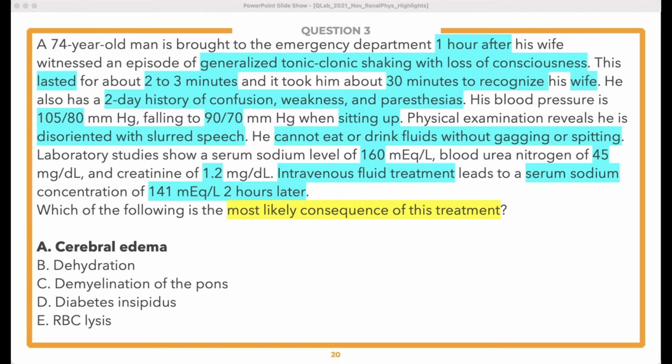This patient has a few signs and neurologic issues: generalized tonic-clonic shaking, and a post-ictal state, so they're confused after that episode. That's what not being able to recognize the wife is talking about, a post-ictal state. Also confusion, weakness, paresthesias. So a few neurologic issues happening because water is leaving the brain tissue to go into the blood because of the high sodium. Now, the patient was then started on IV fluid treatment, which is appropriate.